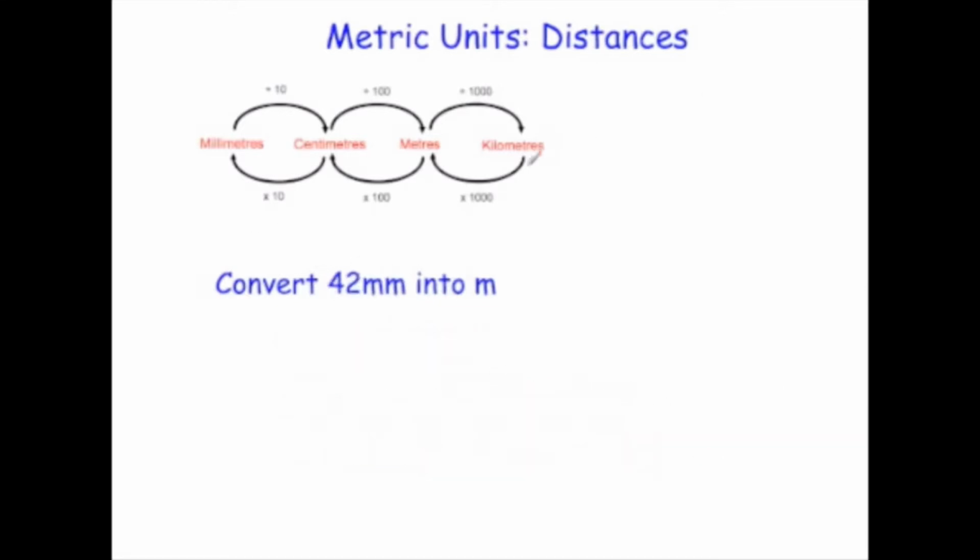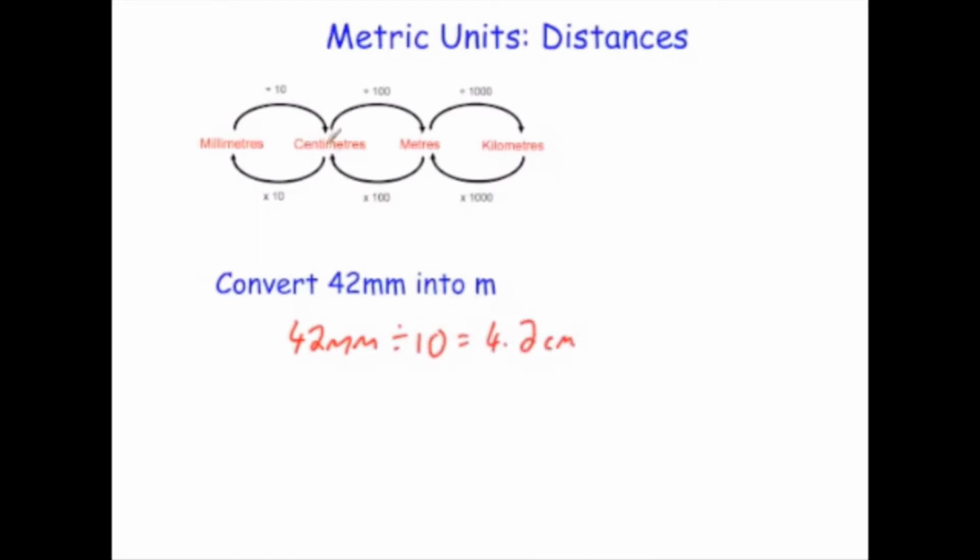And our last question is to convert 42 millimeters into meters. So we're going to go from millimeters into centimeters by dividing by 10. And then we're going to go from centimeters into meters by dividing by 100. So first of all, let's take our 42 millimeters and divide it by 10 to go into centimeters. So that's equal to 4.2 centimeters.